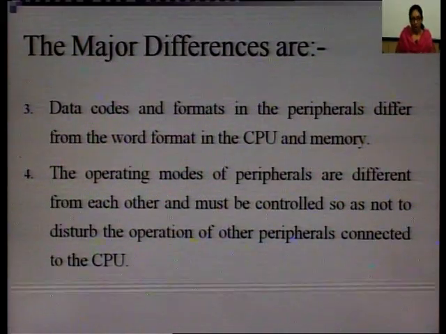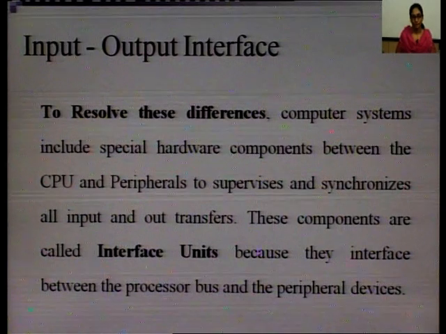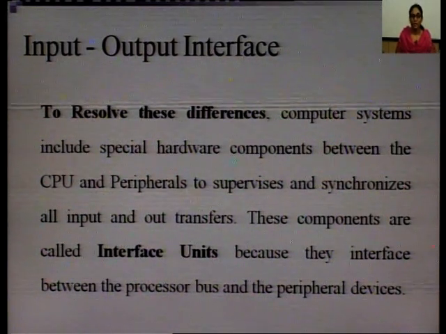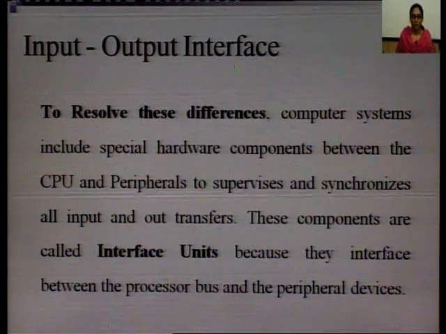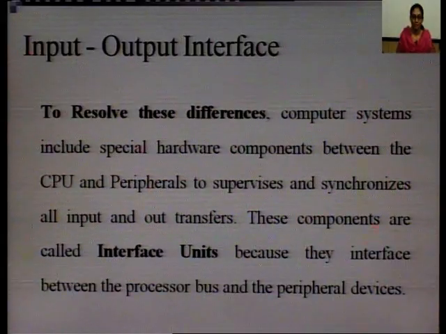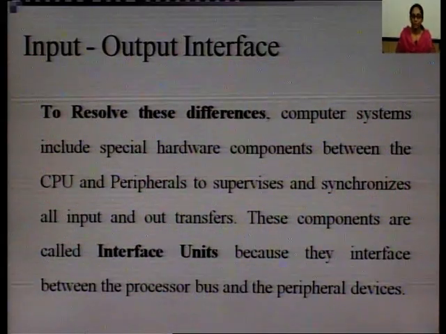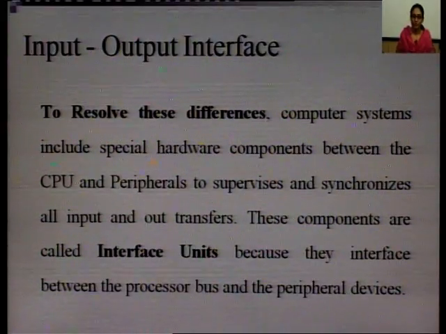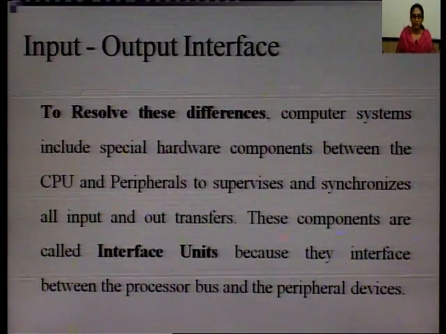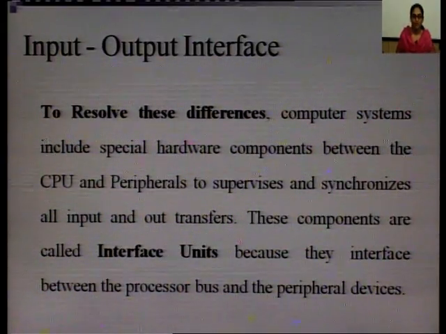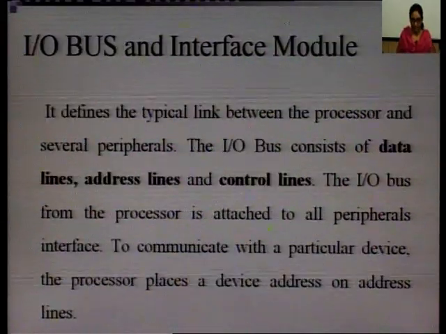So to resolve all these differences, the computer system includes special hardware components between the CPU and peripherals. That particular unit is known as the interface unit. So the interface unit is to supervise and synchronize all the input and output transfers, and it provides the interface between the processor bus and the peripheral devices.